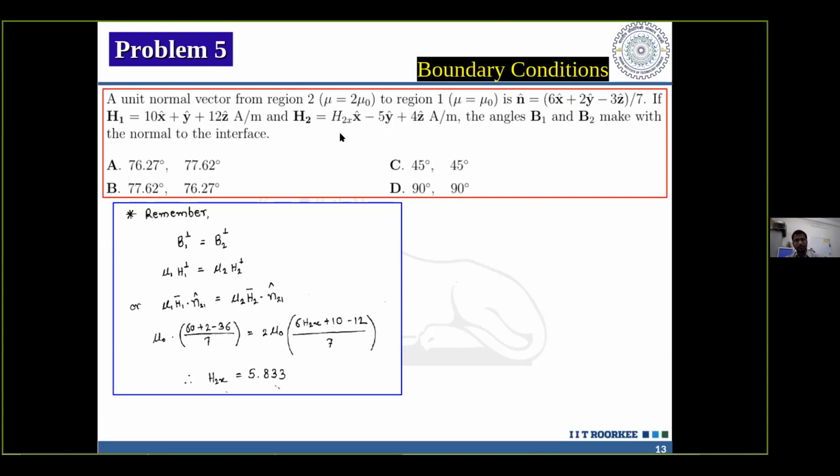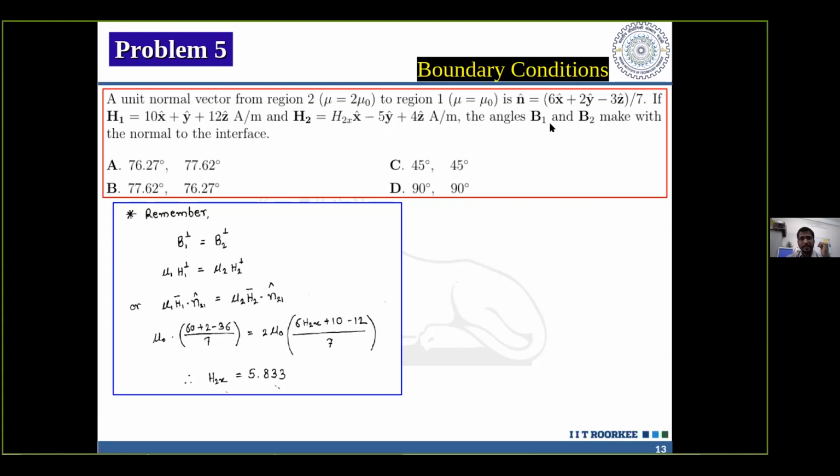So again, when you see this 5.833, you will realize that you will need to use a calculator. So such kind of problems will not be there. Again, I must emphasize, when I say such kind of problems, I mean the values will not be the values which I have chosen for this particular problem. Values will be adjusted in a proper manner.